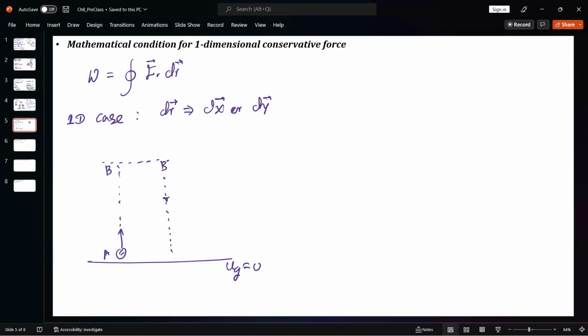If I do this motion, this is now a cyclic motion, right? If I calculate the total work done, it is going to be the integral of F dot dy along A to B, and then plus the integral from B to A, again F dot dy. Then I can calculate this into a total energy of zero, right?